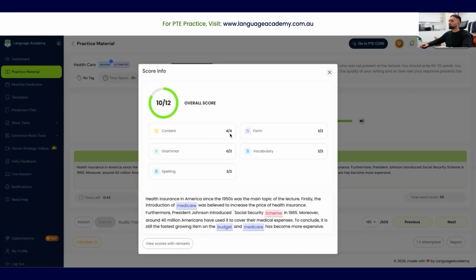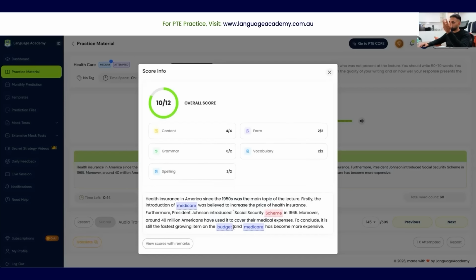All right, so we have got 4 points in content, 2 points in form, 2 in vocabulary, 2 for spelling, but we've got 0 for grammar. Introduction of Medicare. Medicare is a proper noun. That's why we have to capitalize it. Medicare is a scheme, you can say, or a particular card, you can say. That's why we have to capitalize. So I've lost 1 point here, 1 point here.